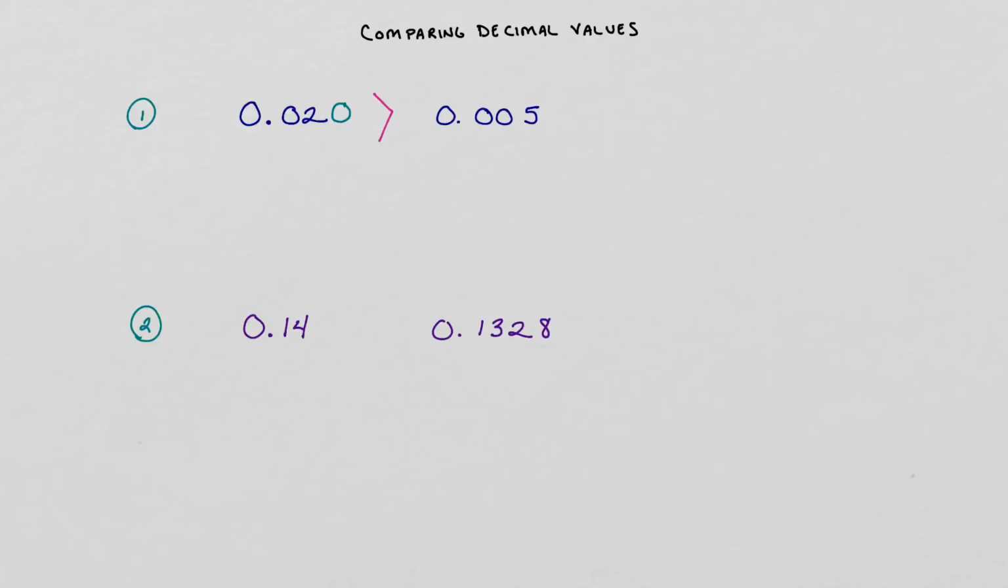Similarly, let's look at question 2. Here we have 14 hundredths, and then we have 1,328 ten thousandths. Again, I'm seeing 4 place values in that 1,328 ten thousandths. So I'm going to make it so that 14 hundredths will actually become 1,400 ten thousandths. Looking at these values, I can again see that 1,400 ten thousandths is greater than 1,328 ten thousandths.